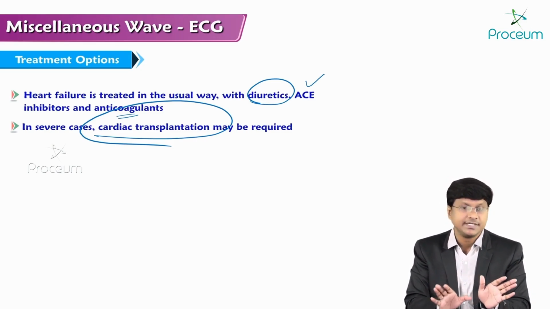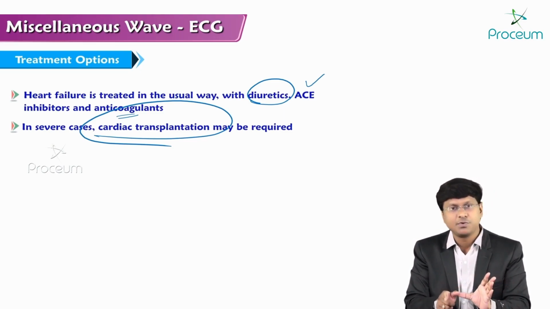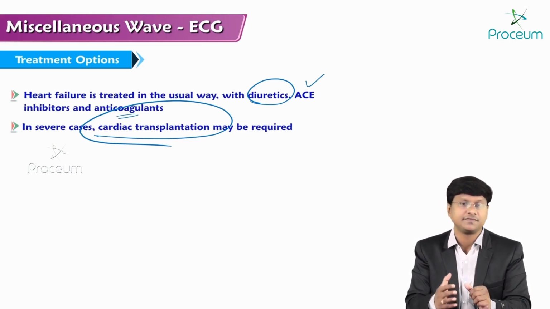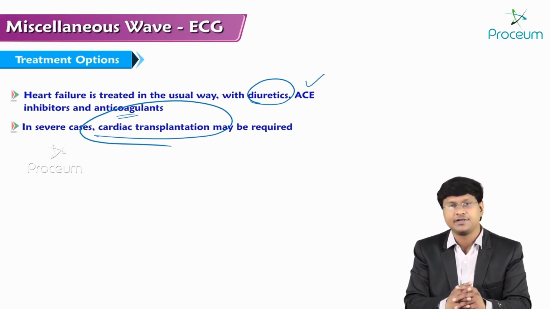So this completes the discussion of the miscellaneous waves. One is your J wave or Osborne wave seen in patients with hypothermia, and the other one is the Epsilon wave seen in patients with arrhythmogenic right ventricular dysplasia.